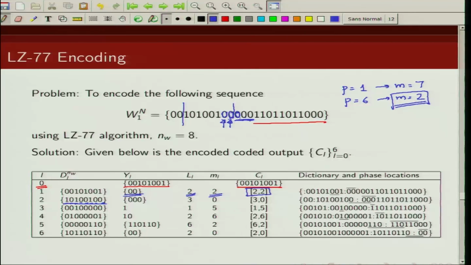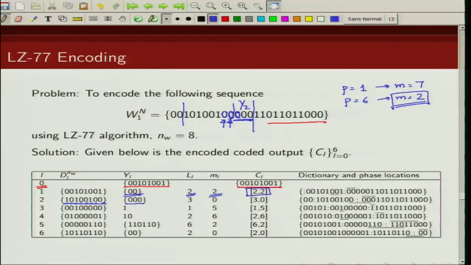What about 0, 0, 0, 1? Look here, this is 0, 0, 0, 0. So that's not a match. What about here at this location? This is 0, 0, 0, 0. So clearly there is no match of 0, 0, 0, 1. So the largest match is 0, 0, 0. So this substring y2 is 0, 0, 0. So then the largest match is this 0, 0, 0.